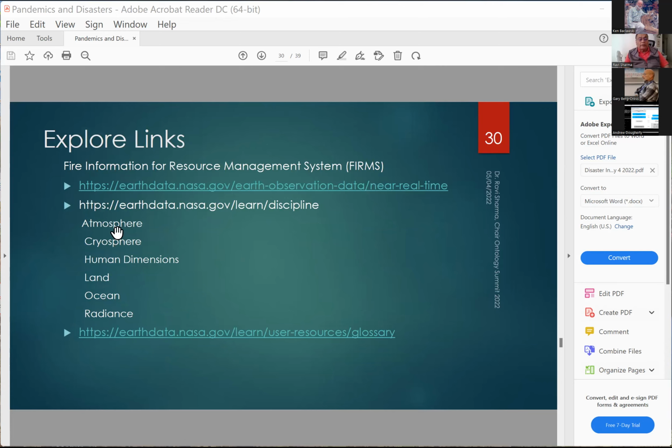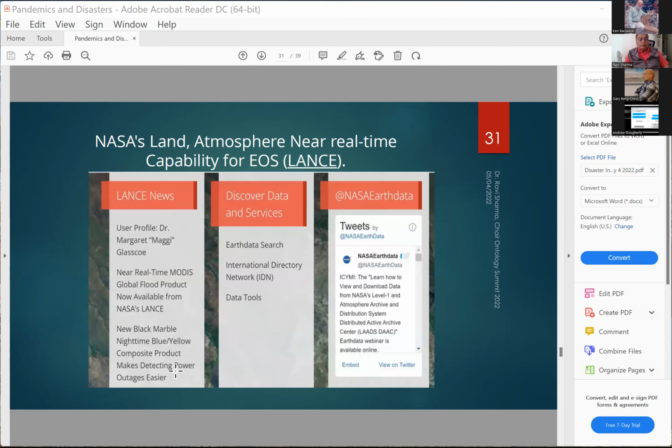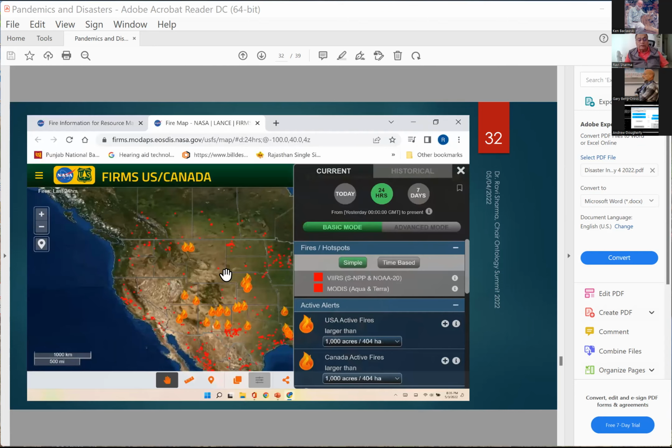These are again disciplinary areas and some links from NASA. Probably Gary knows more about LANCE, which is land atmosphere near real-time capability for EOS. That's where ESIP and others are also active. Just saying that it's not all for posterior analysis. Some of it is available as we get the data from satellites and is useful for real-time, near real-time problems such as fires.